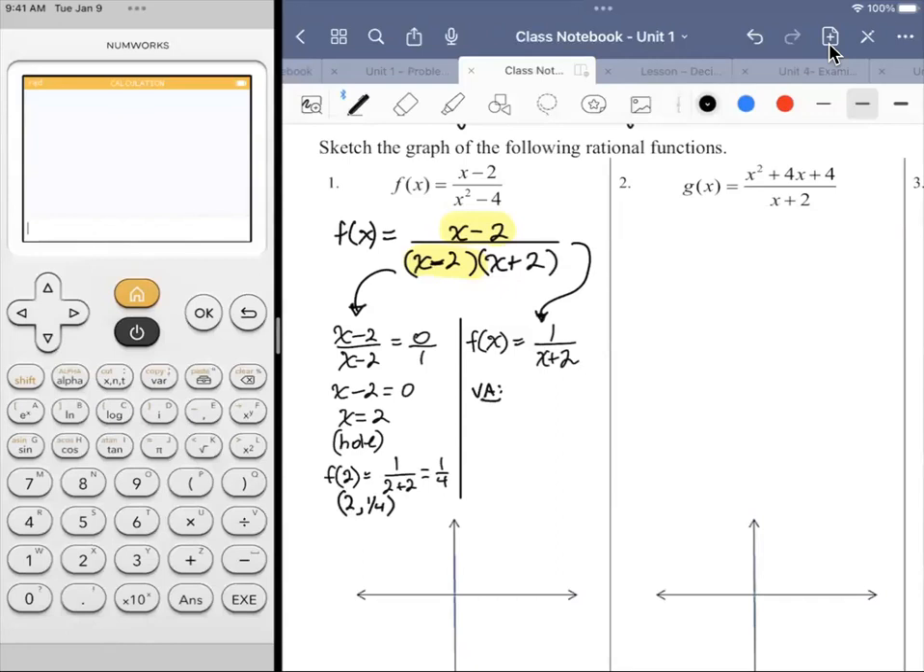Now that we know that there's no common factors anymore, we already simplified it out, take the bottom, set it equal to 0 and solve. And you get x equals -2. So I now know that there's a vertical asymptote at x equals -2. I know there's a hole at 2 comma 1/4. Now I'm just on the lookout for a horizontal asymptote.